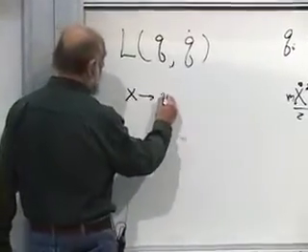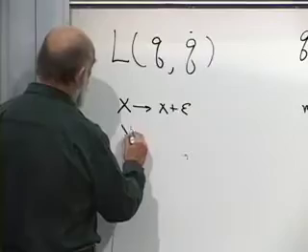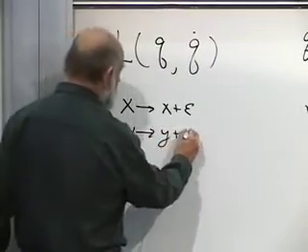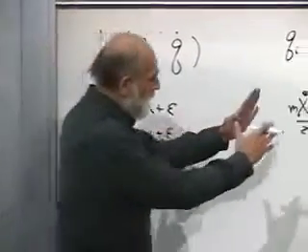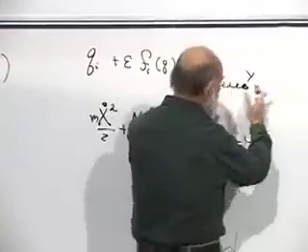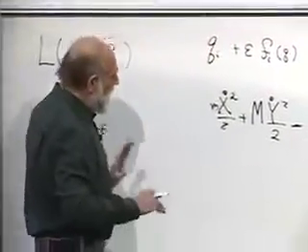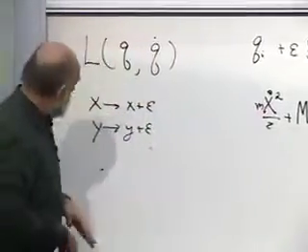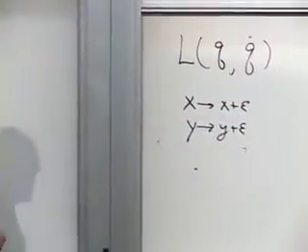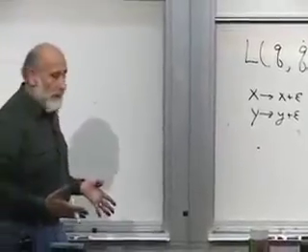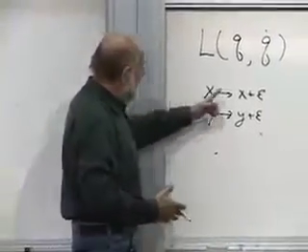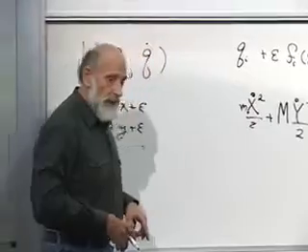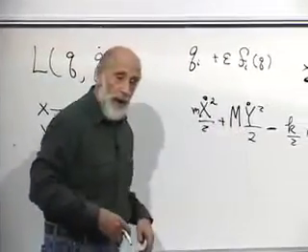X goes to x plus epsilon, and y goes to y plus epsilon. That's simply a shift of the whole thing. Both particles shifted by the same amount. What happens to the terms in the Lagrangian? First of all, what happens to x dot? X dot doesn't change. If you shift x by a constant amount, x dot doesn't change. No change in x dot, no change in the kinetic energy. Likewise for the y kinetic energy.